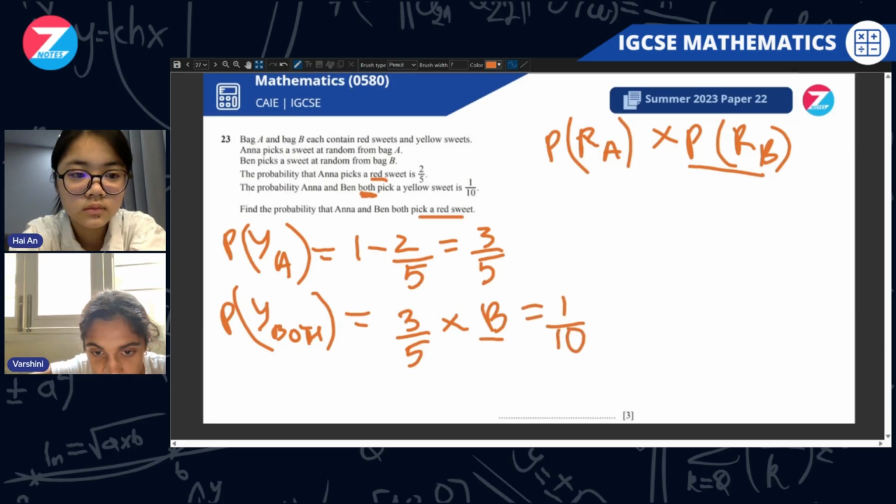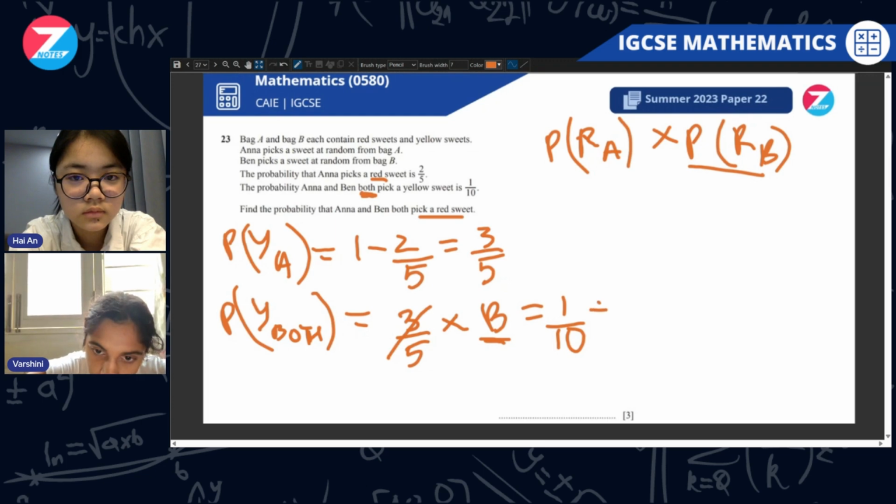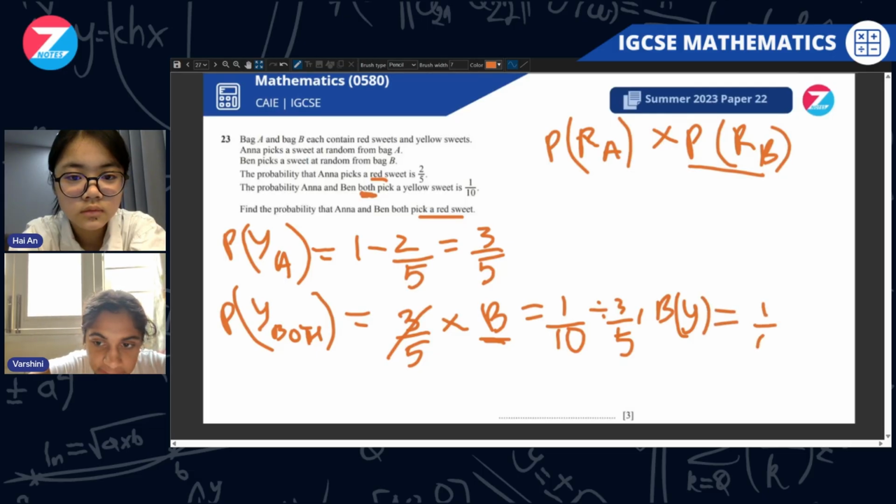So B over here, to find B and make this subject of the formula, we're just going to divide both sides by 3 by 5. And if you just put that directly into your calculator, 1 divided by 10 divided by 3 by 5, you should get 1 by 6. So we know B, that the probability that Ben picks the yellow sweet is going to be 1 by 6.